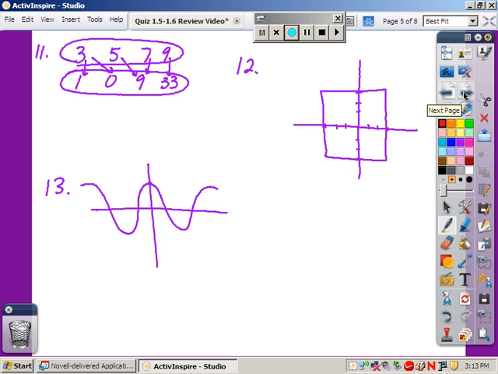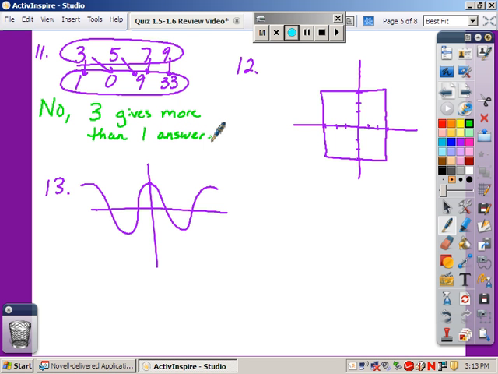So all of the rest of these things are asking that same question. Is it a function or is it not a function? For number 11, if you look at it, you can see that the number 3 goes to 1 and it also goes to 0. So if you enter 3, you would get either 1 or 0. That is not a function. So the reason would be no, 3 gives more than one answer.